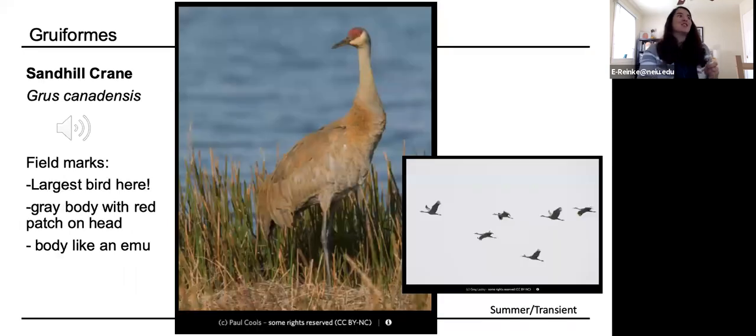Okay, the next species. Oh, this is one of the coolest ones we absolutely have around here. I'm actually going to start by having you listen to their call because it just blows my mind. They sound like dinosaurs. The sandhill crane.